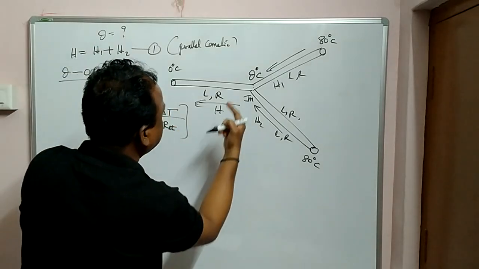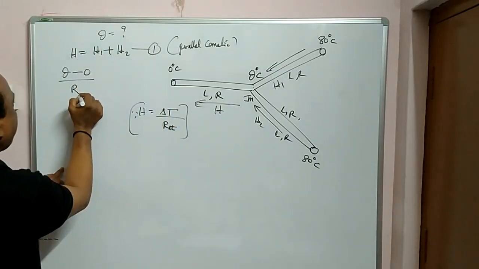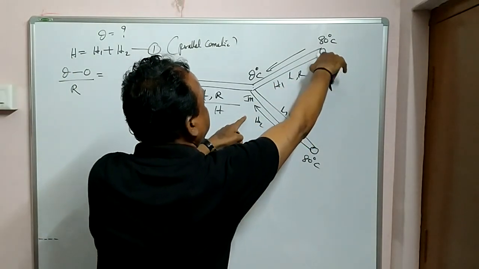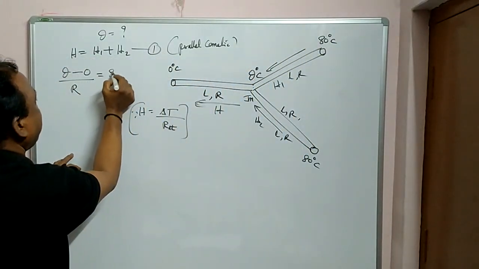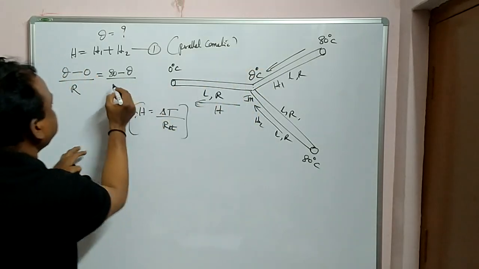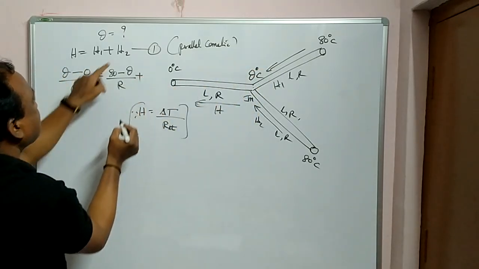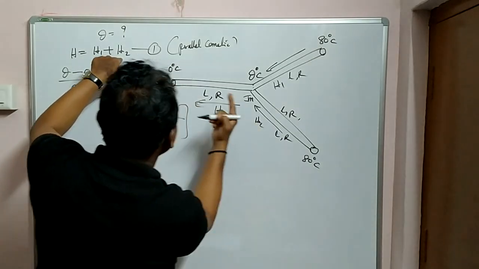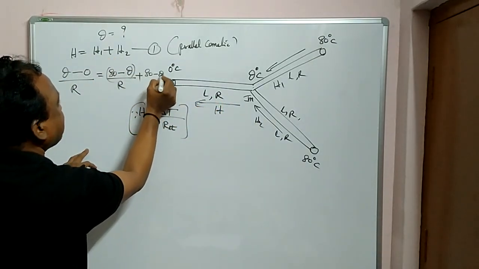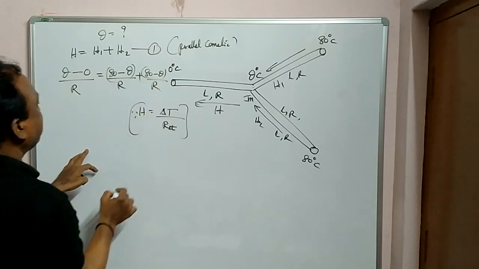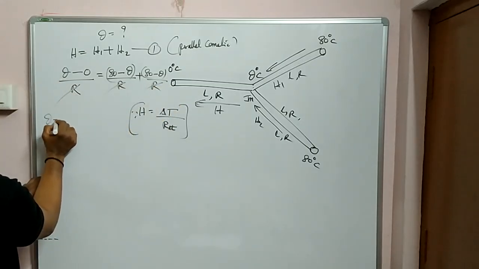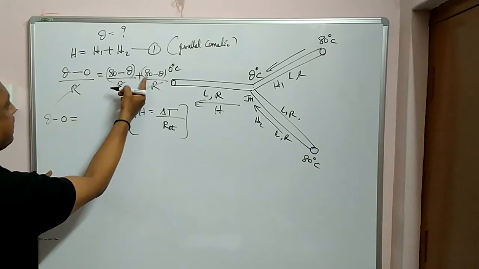What is the resistance here? R. Same rods. Is equal to, what is H1? Who is at the higher temperature? 80. So 80 minus theta by R thermal, plus what is H2? 80 minus theta again, the same, by R thermal. So R cancels. So theta minus 0 is equal to what?